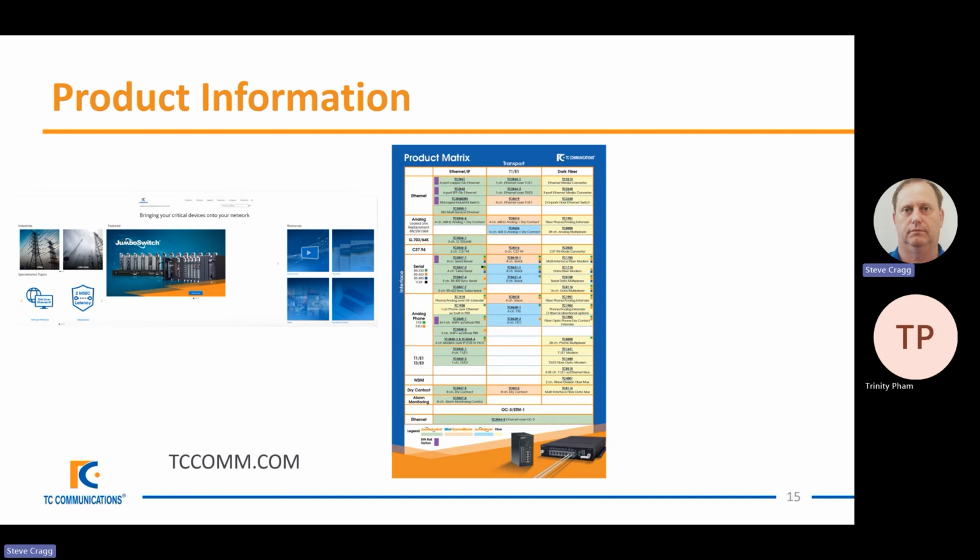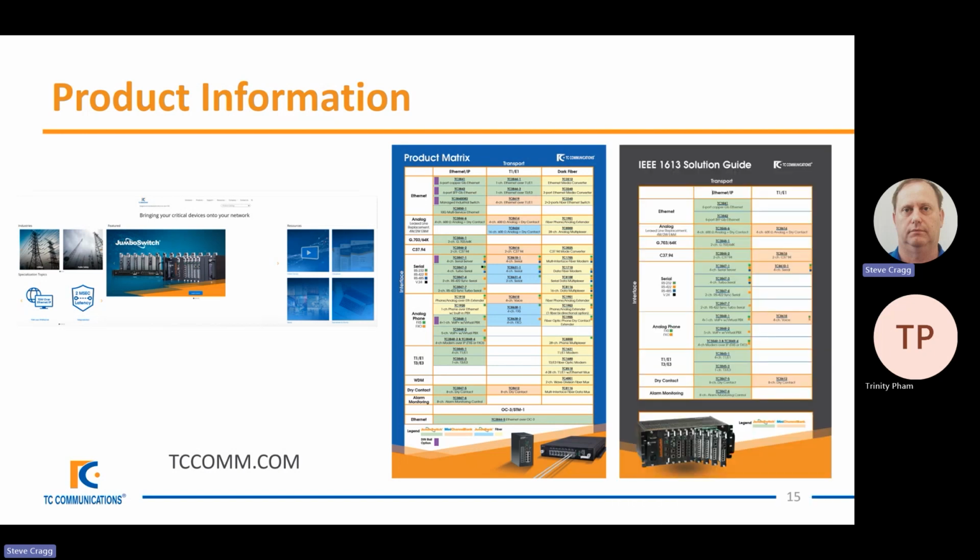Once you take a look at that and identify the product you want, you can click through and choose the particular product, and it will take you directly to the product page where you can look at the product and download the datasheet, etc. If you're working in a substation environment, there is also a version, the IEEE 1613 solution guide, which shows you the products that have IEEE 1613 approval.